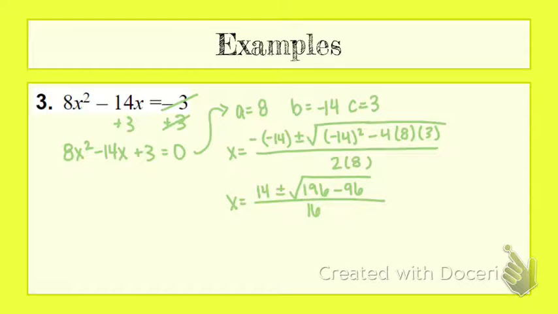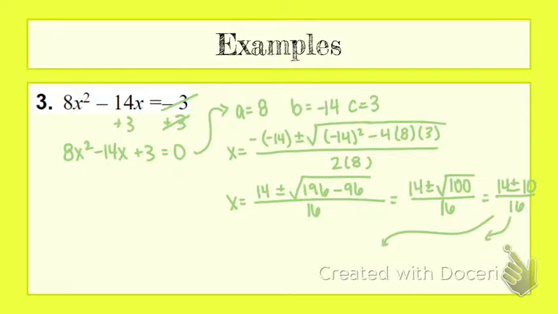Then we're going to simplify what's under the square root, and we get 14 plus or minus the square root of 100 over 16. And then the square root of 100 is 10, so we get 14 plus or minus 10 over 16. Again, split this into two scenarios where we have 14 plus 10 over 16, and then we have 14 minus 10 over 16.